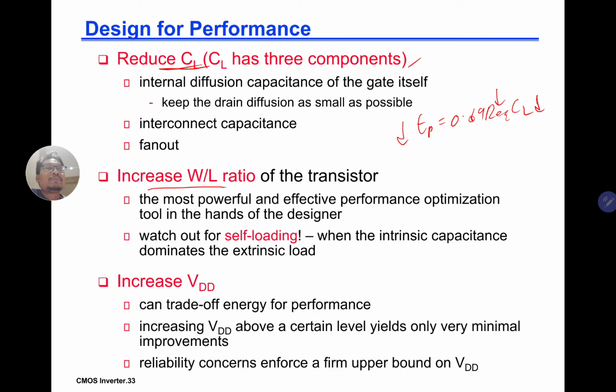Number two, increase the WL ratio. If we increase the WL ratio, we get a higher current, because remember your ID is proportional to your WL. With a higher current, your R equation will be lower because R equals V over I. So we have a higher current, and your R will drop. That's the idea.